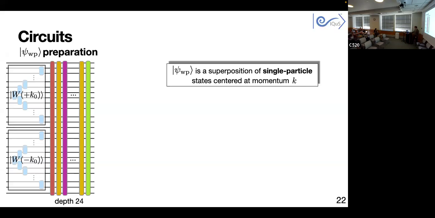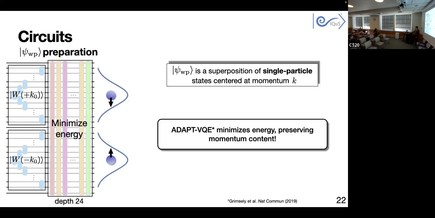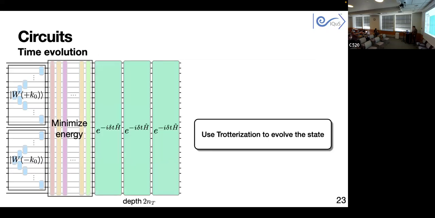So we do this using a method called adapt VQE, which is aware of the symmetries that we have in the model. So it does not change the momentum content of the wave packet, but it really reduces the particle content to 1. And then after that, we have the wave packets that we want with the momentum that we're interested in. And so then we just apply trotterization to evolve our system forward in time.